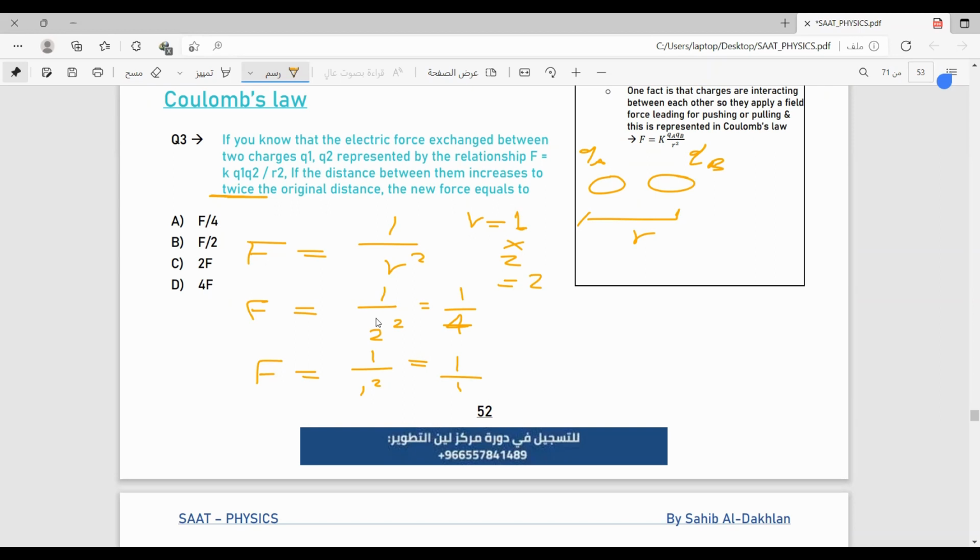Okay, now which value is greater? Is it 1/4 or 1? It is 1 that is greater, isn't it? So it means now the force is decreasing when we just substitute the 2 here and it becomes 1/4, because 1/4 is less than 1. So it is decreasing. And for this reason, the force will be 1/4, which is option number A, or a quarter of the original force.